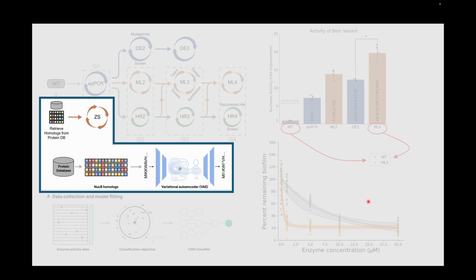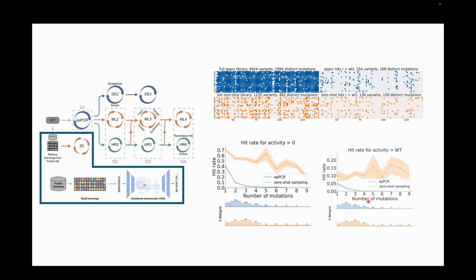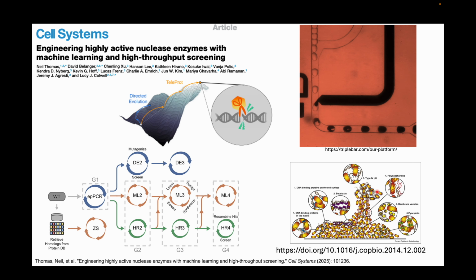One intriguing highlight I'd like to close out with is the zero-shot generation demonstration. Sampling the latent space of a VAE trained on nuclease B homologs, the authors found that, compared to error-prone PCR, the hit rate of the zero-shot samples was higher for finding both enzymes with non-zero activity and even enzymes with increased activity, suggesting that zero-shot generation may be a better starting point for directed evolution campaigns.